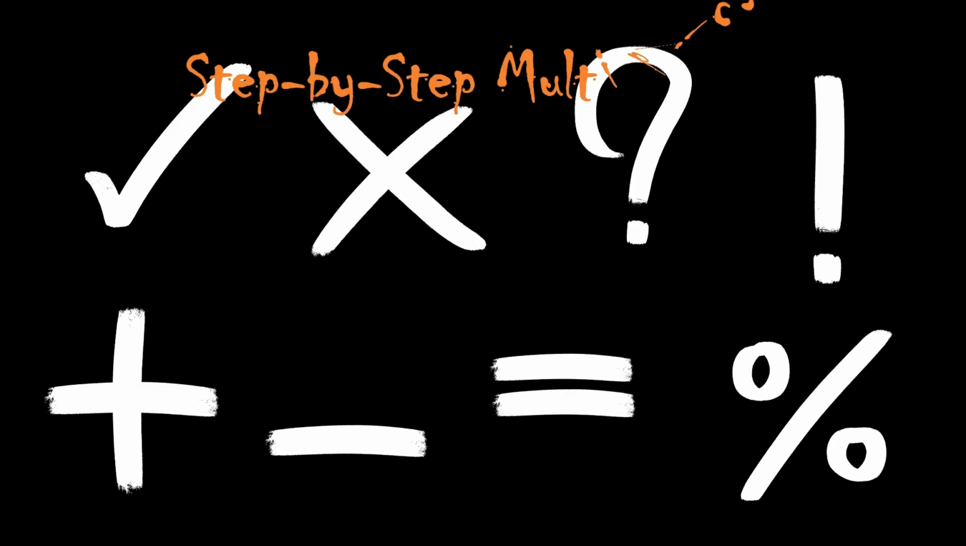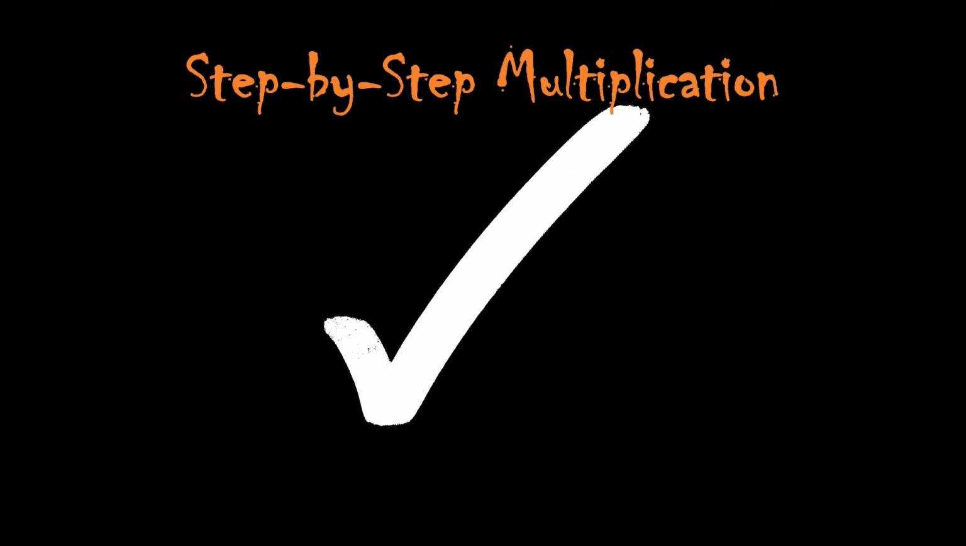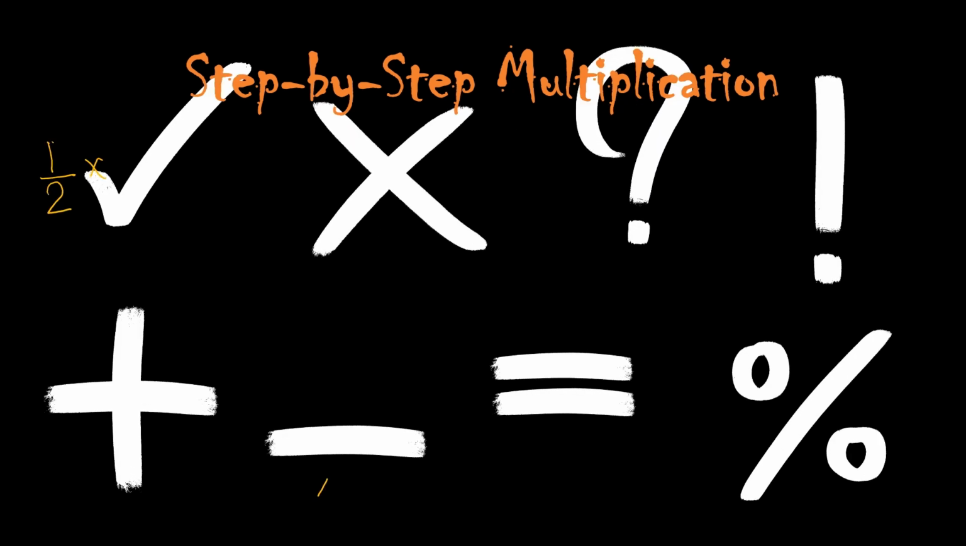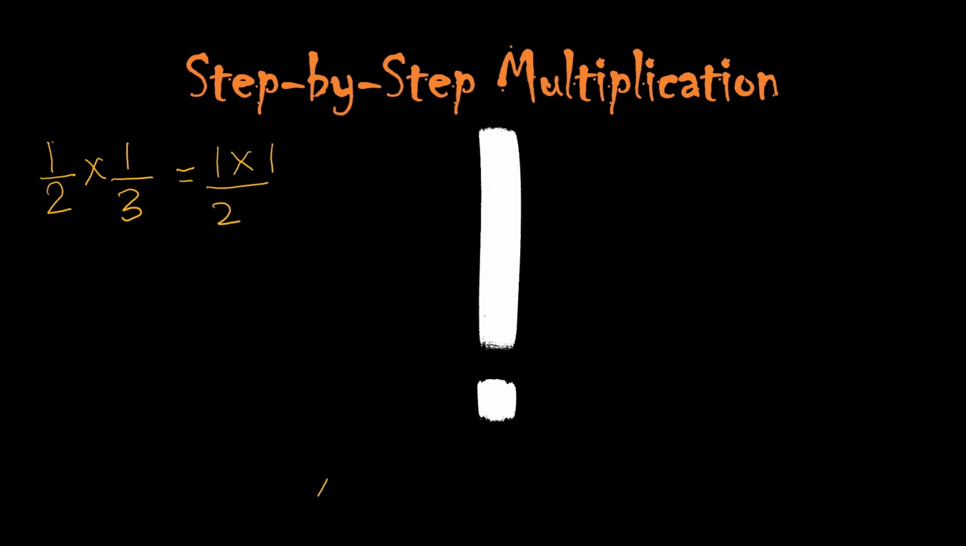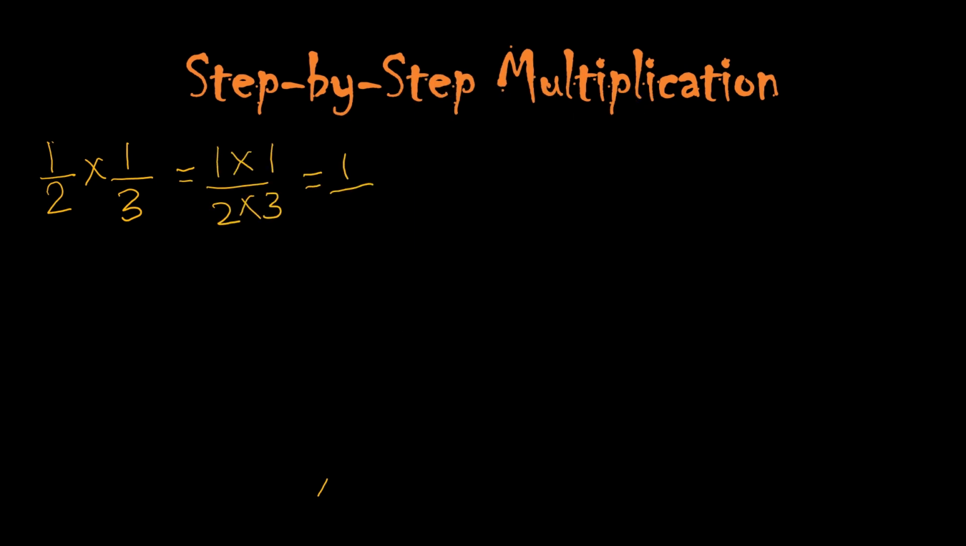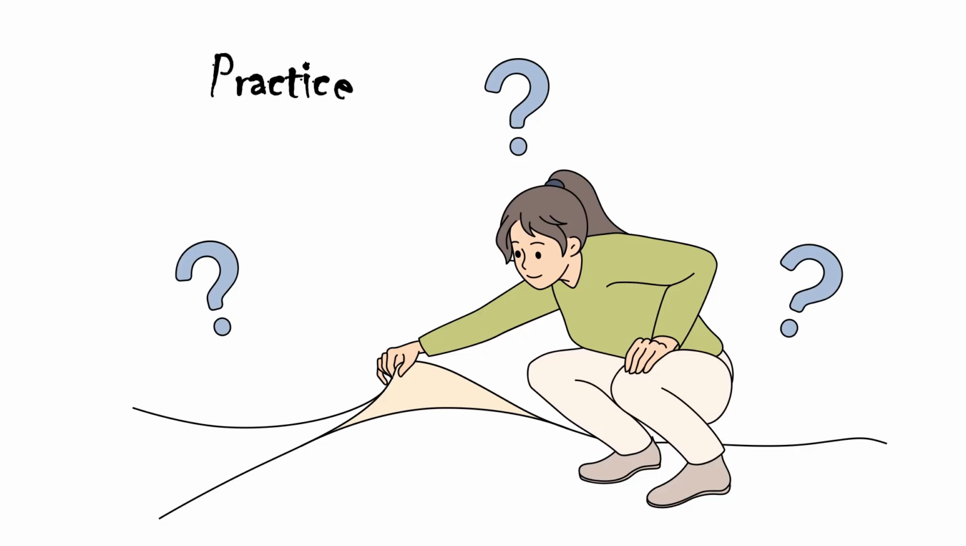To multiply two fractions, we multiply the numerators, the top numbers, and then the denominators, the bottom numbers. For example, 1 by 2 multiplied by 1 by 3 equals 1 into 1 divided by 2 into 3, which gives 1 by 6. Let's practice.